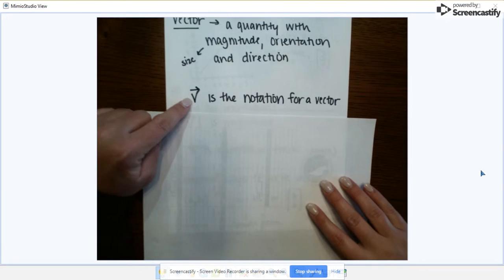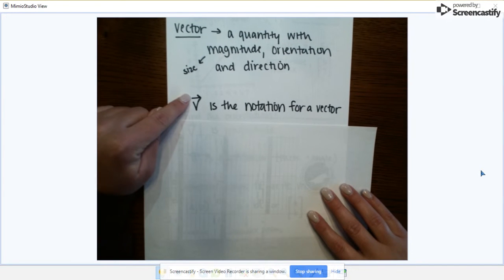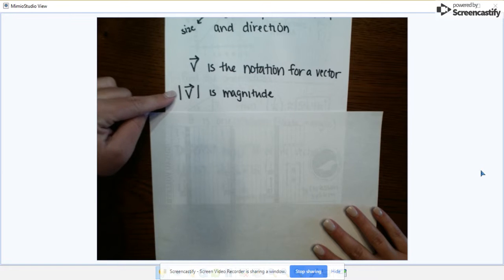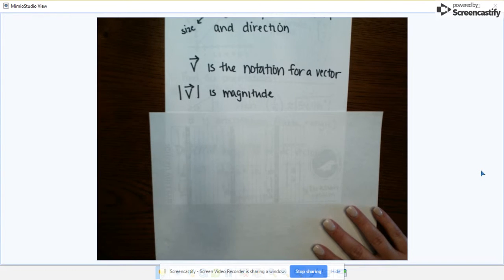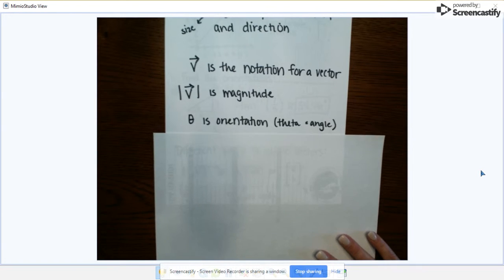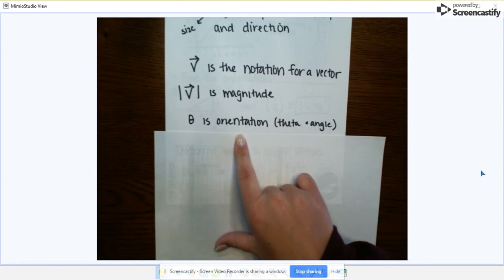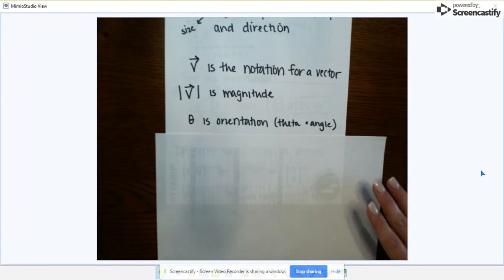You're going to have a lowercase letter with an arrow on the top. That shows us that we have a direction to go in. Okay. If you have the absolute value bars around your vector, that means we're finding the magnitude. Magnitude, like we said earlier, is the size. And then theta is the symbol that means our orientation, or the angle that our vector creates.